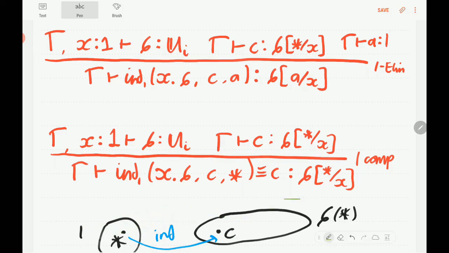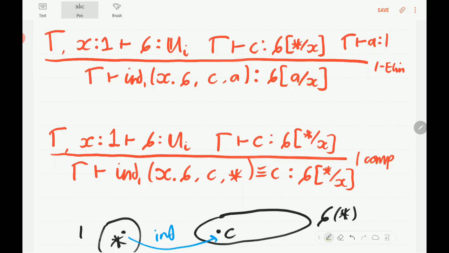And then notice that this ind function here is set up using this value c of type zeta of star. And then we have this computation rule, which tells us more about this kind of function. It tells us that when we operate this function on star, when star is the input, then c will always be the output, and that will be a member of zeta of star. Okay, so basically what this elimination rule is saying is that if we have this type family zeta indexed by x of type 1, and we have this value c of type zeta of star, then we can form this function here, which is going to send a value a of type 1 to zeta of a.